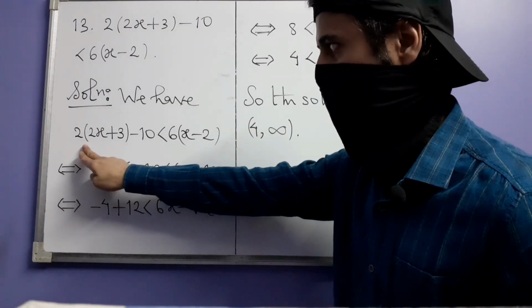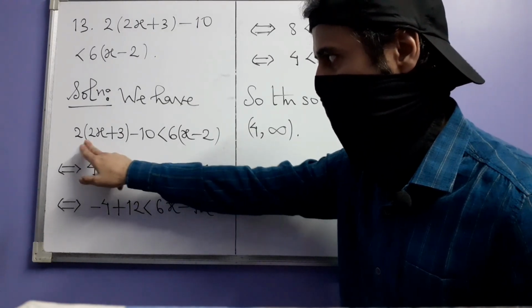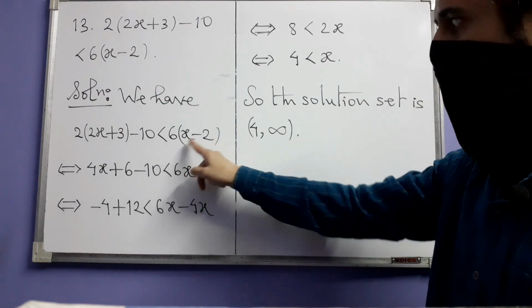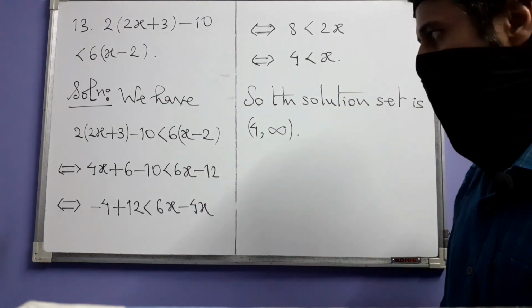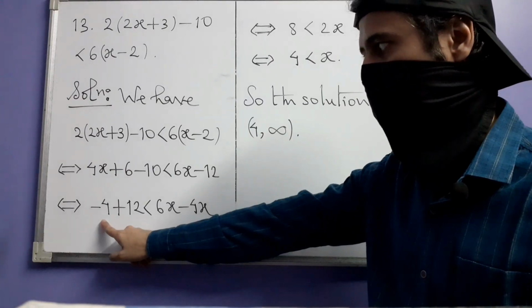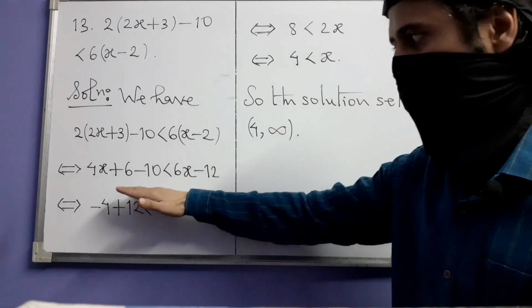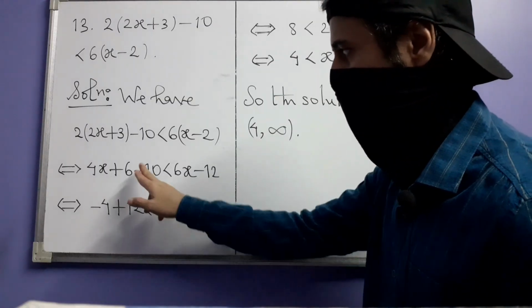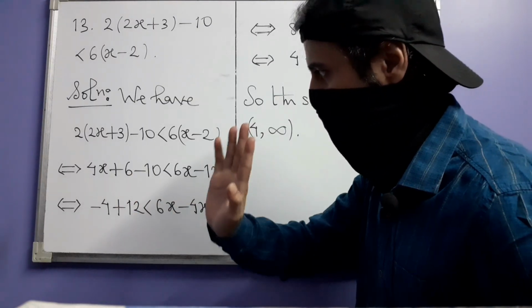You do the multiplication. 2 times 2x is 4x, 2 times 3 is 6, and minus 10 already is there. On this side you get 6x minus 12. Then 6 minus 10 becomes minus 4. Actually I should have written one more step, but you can understand what I did here. 6 minus 10 is minus 4.